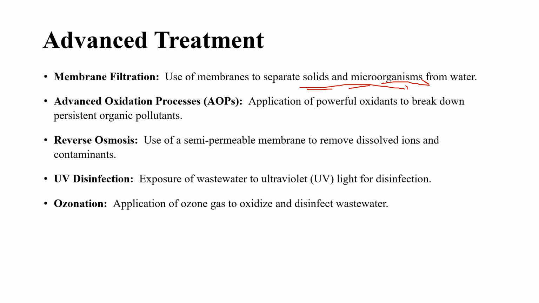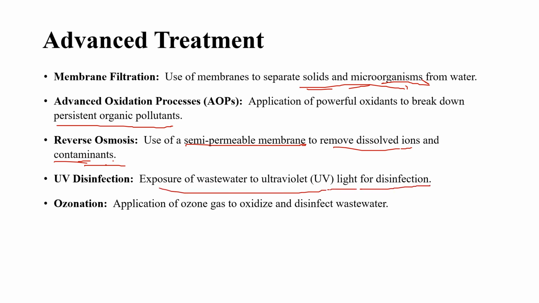This helps to break down persistent organic pollutants. And reverse osmosis, where a semi-permeable membrane is used to remove dissolved ions and contaminants in the wastewater. Then UV disinfection, the exposure of wastewater to ultraviolet light for disinfection, and lastly the ozonation process, the application of ozone gas to oxidize and disinfect wastewater. There are some other advanced wastewater treatments as well, but these are the major important ones.